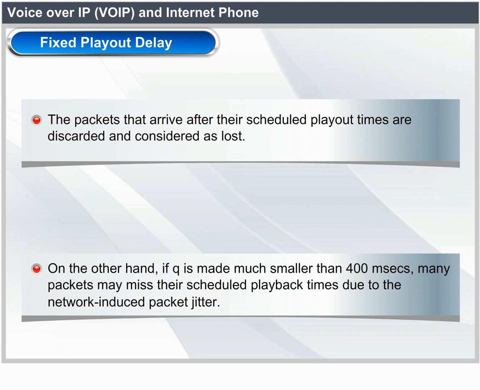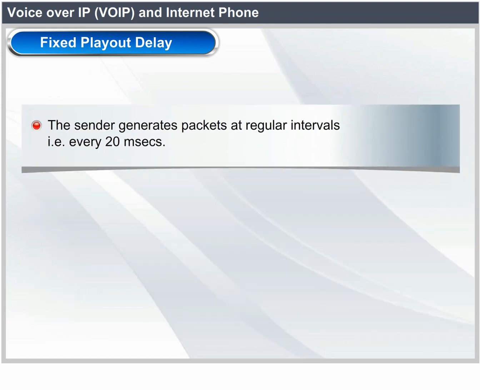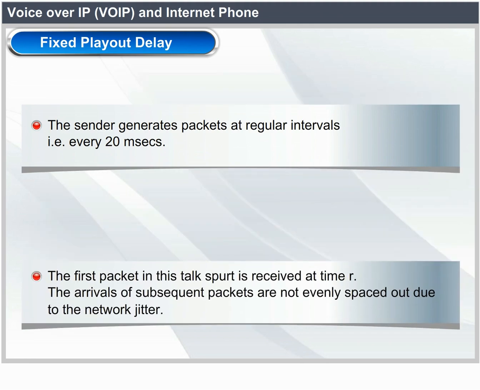The sender generates packets at regular intervals, say every 20 milliseconds. The first packet in this talk spurt is received at time r. The arrivals of subsequent packets are not evenly spaced due to the network jitter.